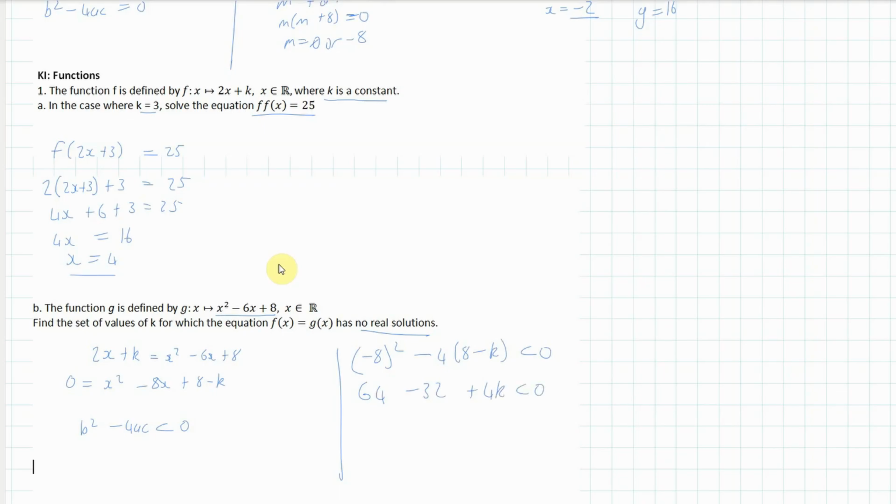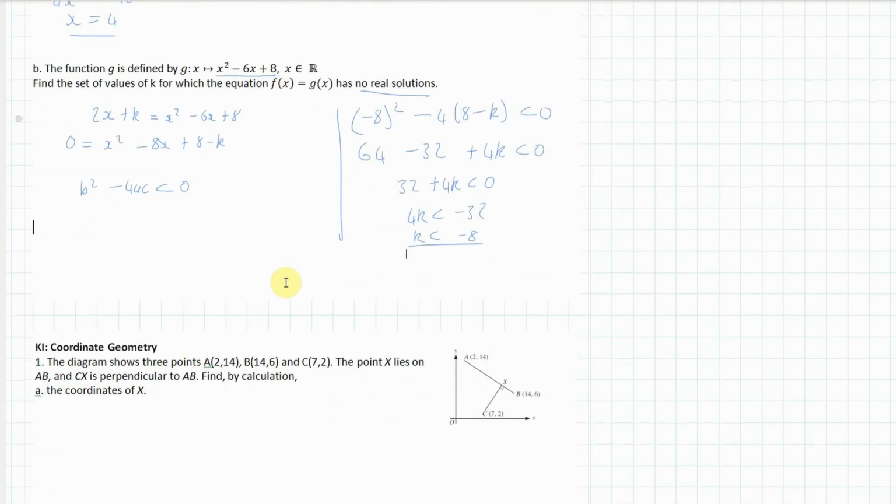So we get 32 plus 4k is less than 0. So 4k is less than negative 32. So k is less than negative 8. And that would be our answer to that one.